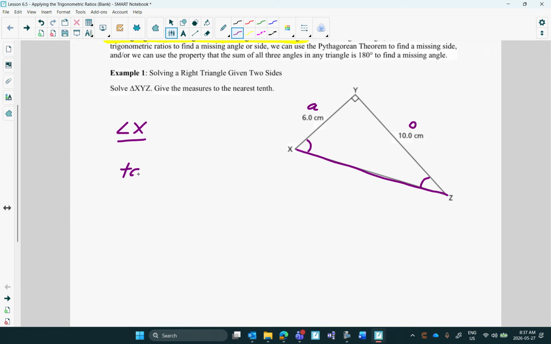What does my equation look like? Tan, then what? X equals, yeah, 10.0 or just 10.6, fine. So we got that. All right, how do we find the missing angle in trig? Inverse, always. The only time you use inverse is when the angle's missing.